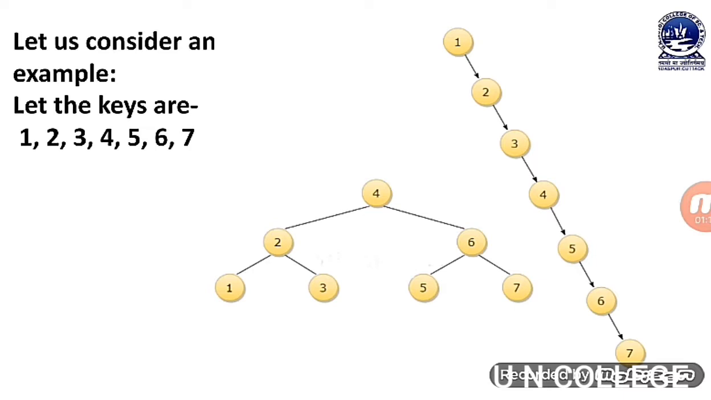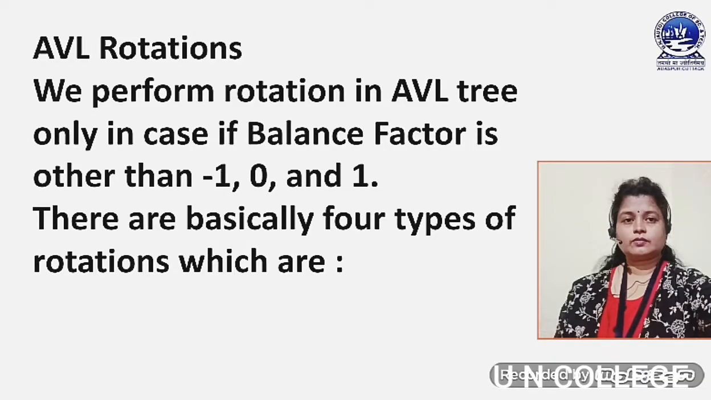But when you are creating an AVL using the same data, the AVL will look like this: 4 is the root, then 2 is the left child, 6 is the right child, then 2 has two children, those are 1 and 3, and 6 has two children, those are 5 and 7. In this way, BST and AVL are different, and AVL is more balanced and it uses the memory effectively. That's why it has less time complexity in comparison to BST.